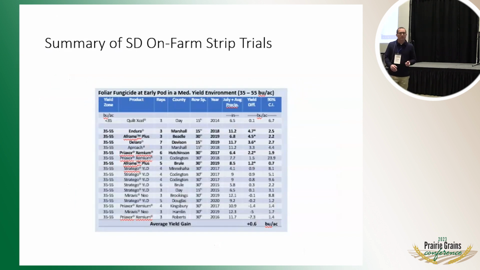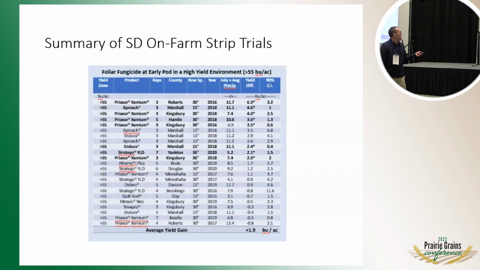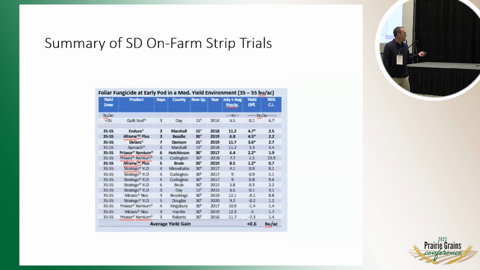So we just talked about small plots on a research farm. Now here's the on-farm. These are half-mile long strips. So I've compiled all the fungicide trials done over the years, and I did this last spring for a seminar we had down in Brookings. I remember I said we broke these out into medium yield zones and high yield zones. This is the medium, 35 to 55 bushels. Overall, we only saw a 0.6 bushel per acre advantage.